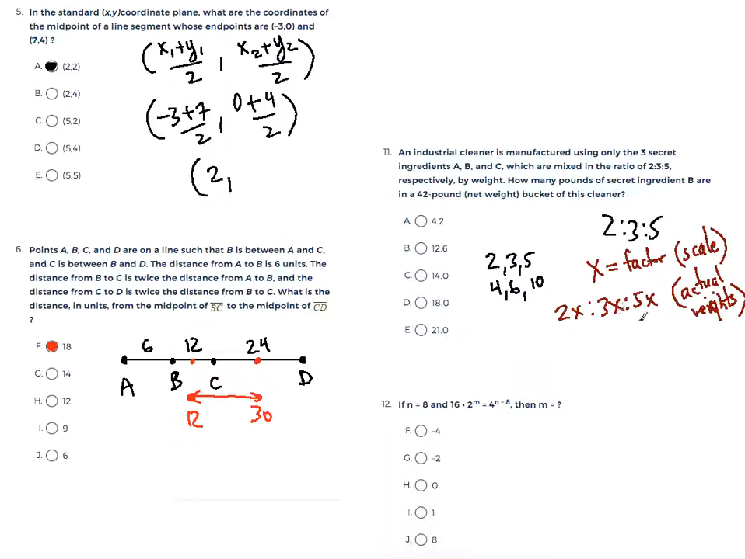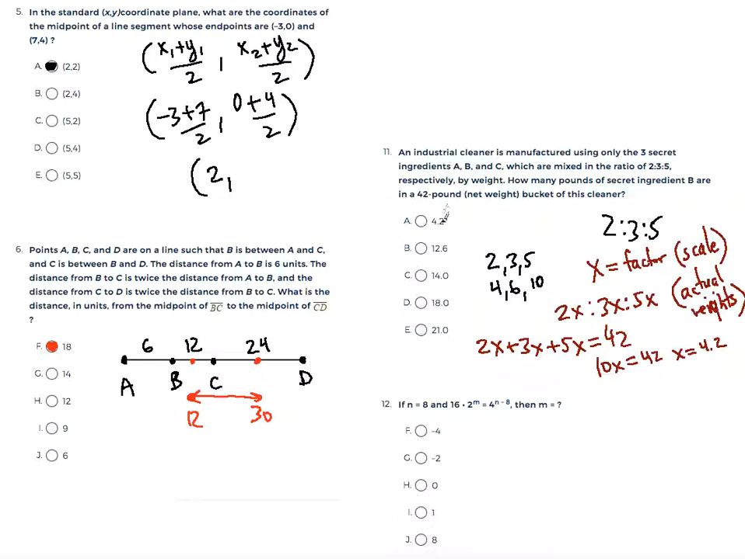So that means in order to have 42, we have to add all these up, right? Because they're the actual weights for each ingredient, A, B, and C. So 2x plus 3x plus 5x is equal to 42, the net weight, right? So that means we now add the coefficients. 5 plus 3 is 8, 10x. So 10x is equal to 42, x is equal to 4.2, right?